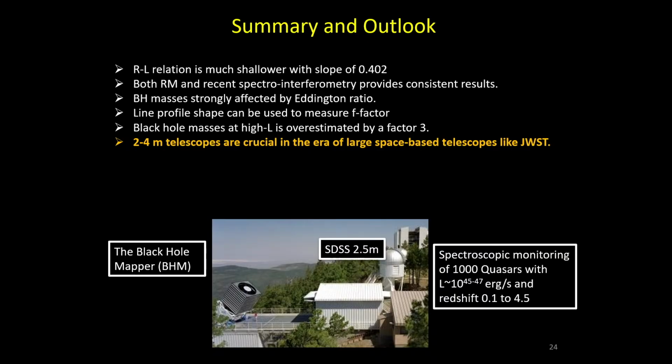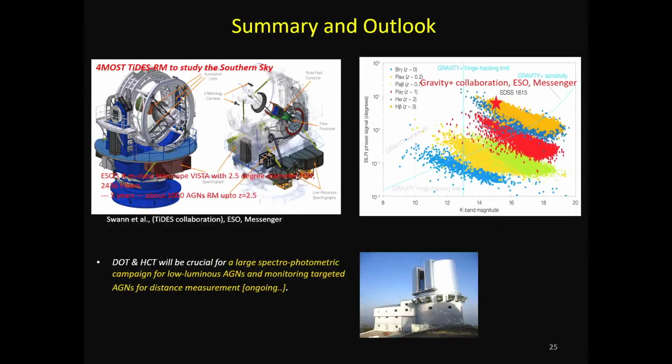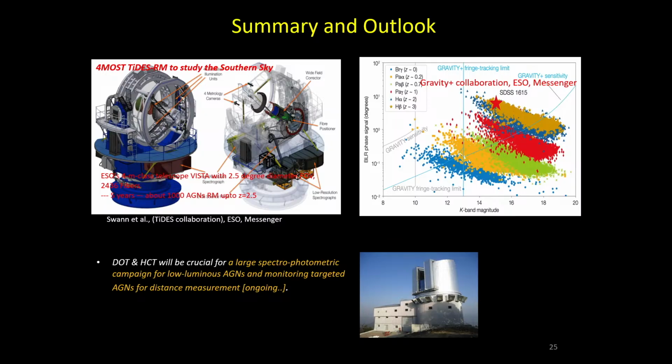So moving forward, we have the Black Hole Mapper program in SDSS-V, which will observe around 1000 quasars in the redshift range 1.1 to 4.5. But in the southern hemisphere, we will have the 4 meter VISTA telescope, which will observe around 2500 objects using 2400 fibers actually. So its redshift range is up to 2.5.